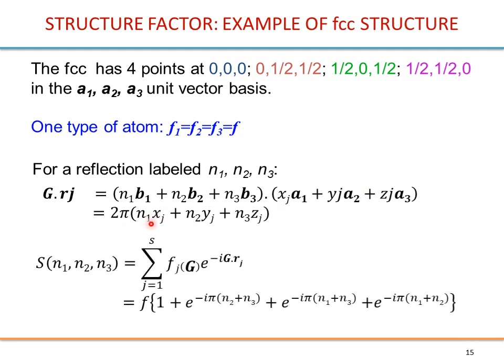So if we replace each XYZ by their coordinates here, we get 4 terms. F is the same for everybody, so it stays here. We say it does not depend on G. So we have 1, 2, 3, 4 terms. So it has become quite simple.